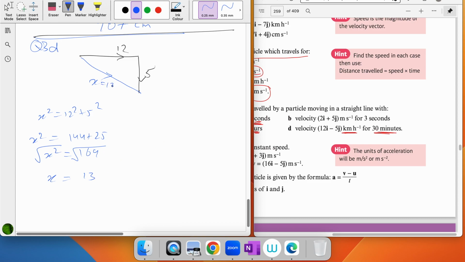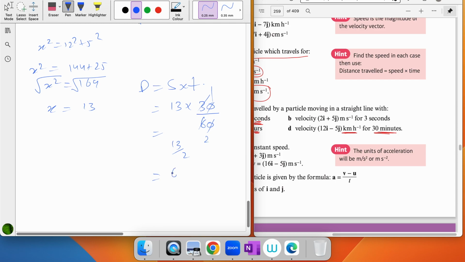Now this is 13 and distance is equal to speed into time. Distance is unknown, speed is 13 and time is 30. Now see, speed is kilometers per hour, time is minutes. If I divide it by 60, I convert it into hours. 13 by 2, or we write 6.5 kilometers. So it traveled 6.5 kilometers.